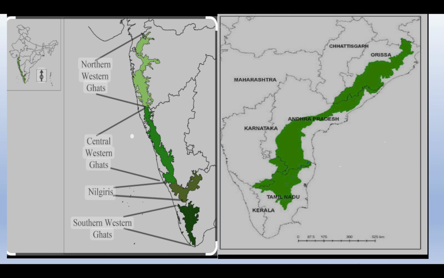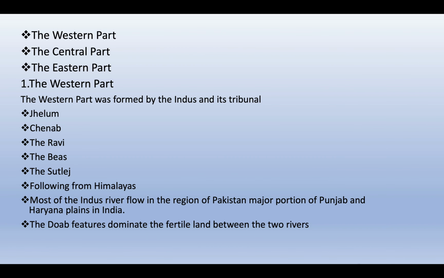Now we'll see the western part. The western part was formed by the Indus and its tributary rivers. These rivers are the Jhelum, Chenab, Ravi, Beas and Satluj. These five tributaries of the Indus form the western part of the Indo-Gangetic Plains, flowing from the Himalayas. Most of the Indus river flows in the region of Pakistan, and a major portion of the Punjab and Haryana plains in India. 20% of the Indus river flows in India and 80% flows in Pakistan. These features dominate the fertile land between the two rivers.